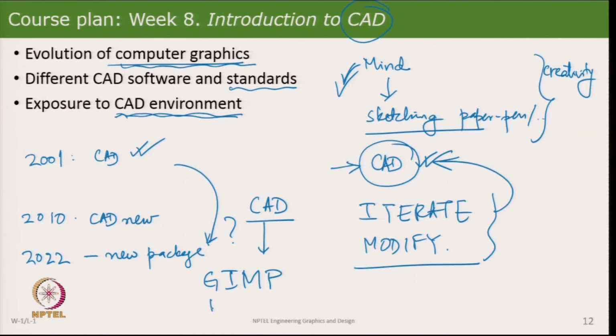Then, if you want to make movies, one of the most powerful softwares, and this is open source, is called Blender. You can make a lot of exciting things with it. In fact, many of the things you see around you have been made with this package. It is open source. Then there are other drawing packages like Inkscape.